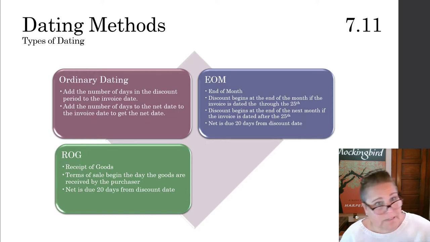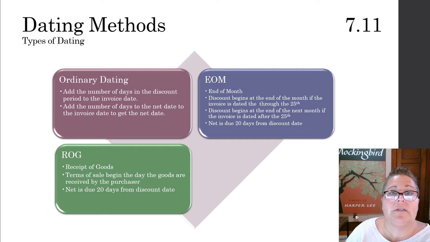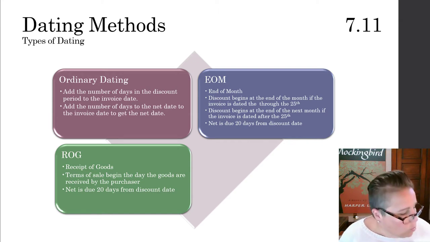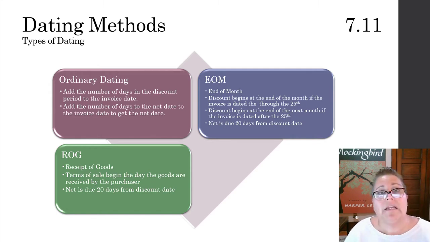ROG stands for receipt of goods. Nothing starts until you get the goods. You have to know when the goods are received. Your discount starts the day the goods are received. If you ordered it on February 3rd, but you don't get it until July 5th, July 5th is when your discount starts. The net amount is due 20 days from the discount date. So whenever your discount period ends, then your net amount is due 20 days after that.